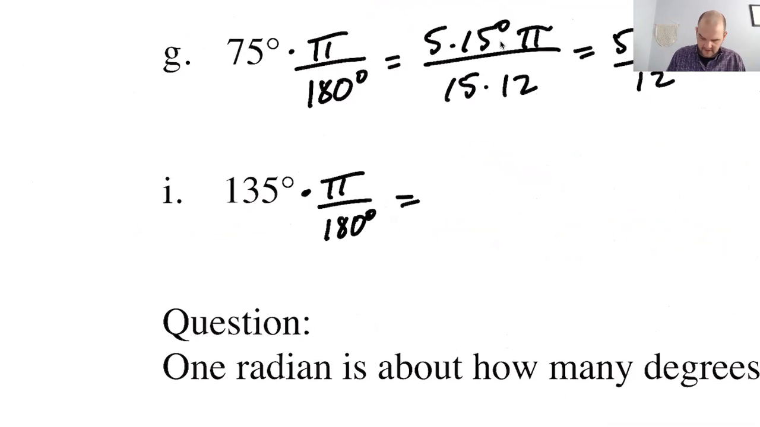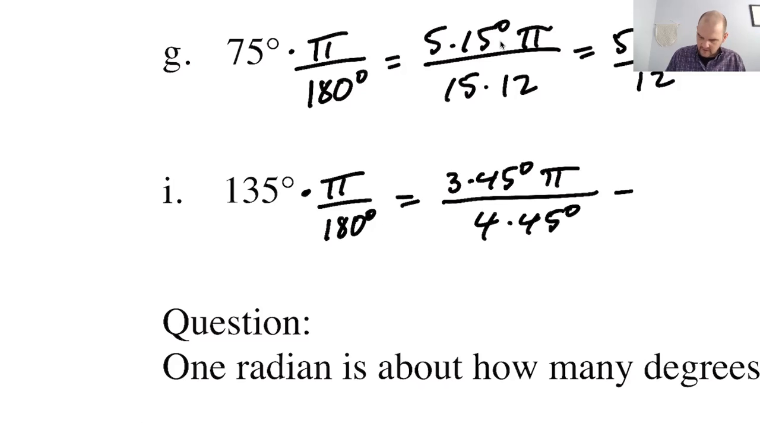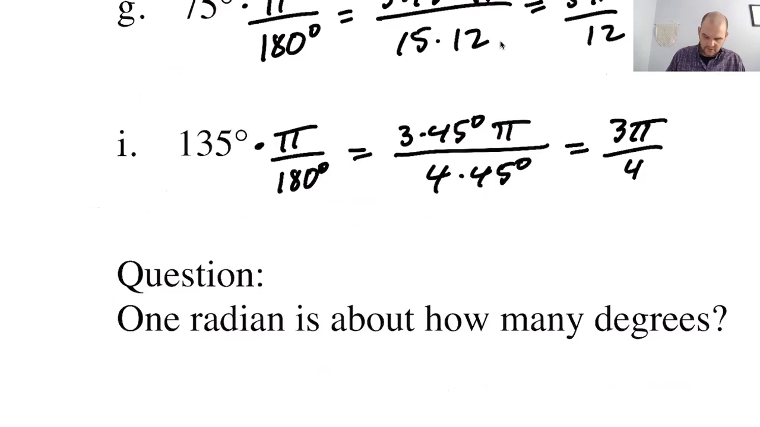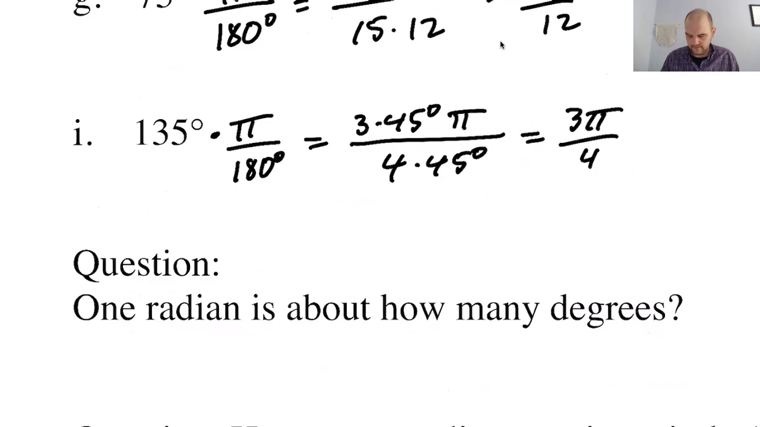135 is actually 3 times 45 degrees. And then times pi over 4 times 45 degrees. Cancel those, get 3 pi over 4. Eventually you will memorize this because we also know that pi over 4 is 45 degrees because we converted that. Pi over 4 is 45 degrees, and then we need 3 of those, 3 pi over 4.